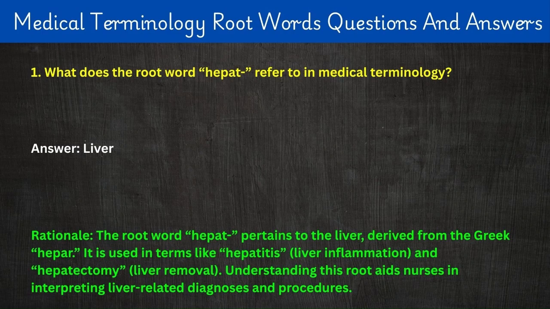1. What does the root word hepat- refer to in medical terminology? Answer: liver. Rationale: The root word hepat- pertains to the liver, derived from the Greek hepar. It is used in terms like hepatitis, liver inflammation, and hepatectomy, liver removal. Understanding this root aids nurses in interpreting liver-related diagnoses and procedures.